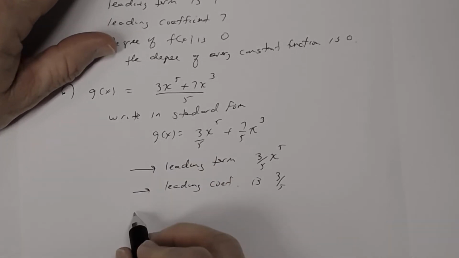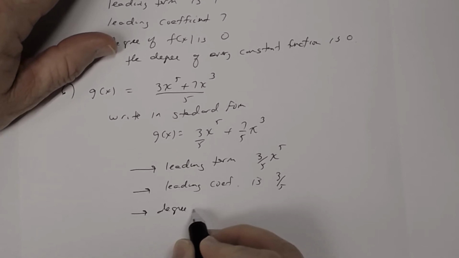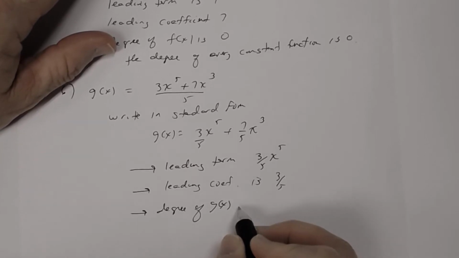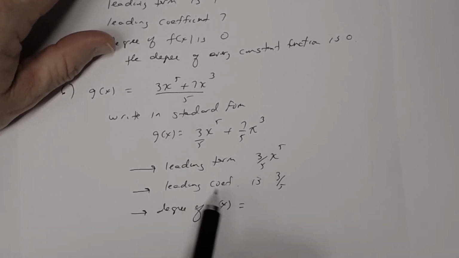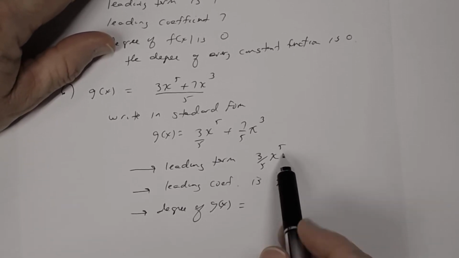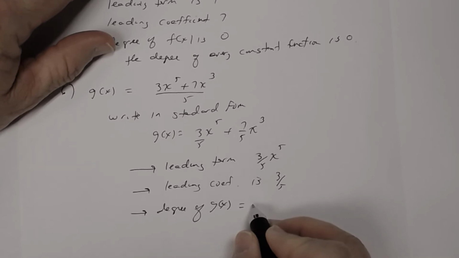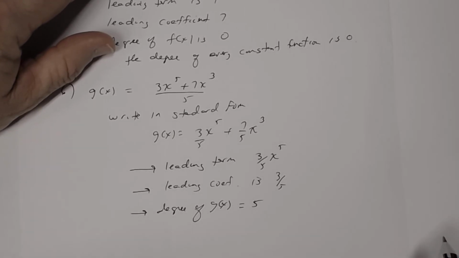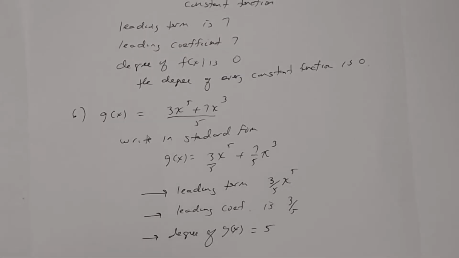Okay? And then the degree of g of x, you just look at your leading term, and what's the exponent you see? So the exponent is 5. So the degree of g of x equals 5. All right? Number 7. Now, in number 7, I want you to understand this now. So number 7.